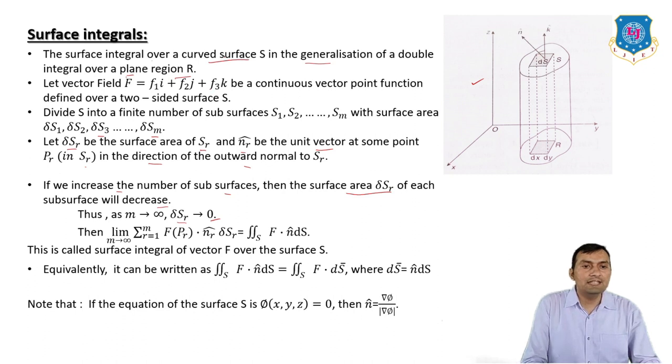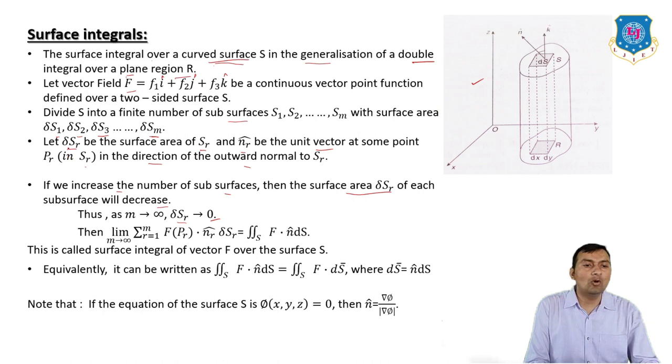Here the surface integral over a curved surface S is the generalization of a double integral over a plane region R. Let the vector field F(r) = F1 i + F2 j + F3 k, where i, j and k are the unit vectors, be a continuous vector point function defined over a two-sided surface S. Now divide S into a finite number of subsurfaces, say S1, S2 up to Sn, with surface areas delta S1, delta S2, delta S3 and delta Sn.